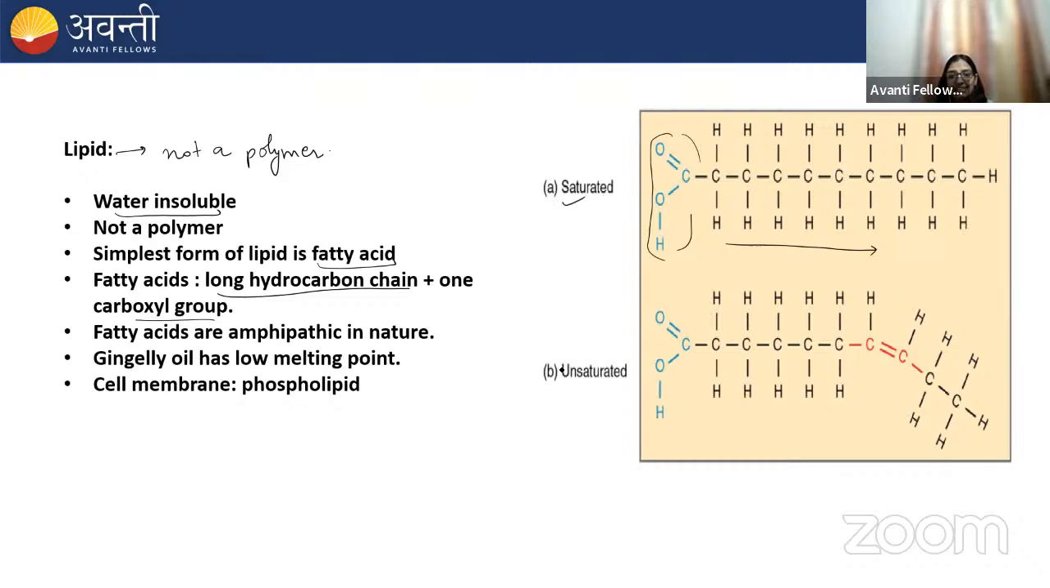Fatty acids are of two types: saturated fatty acids or unsaturated fatty acids. Saturated fatty acids are those which have only single bonds. And unsaturated fatty acids are those which have one or two double bonds. And fatty acids are amphipathic in nature.